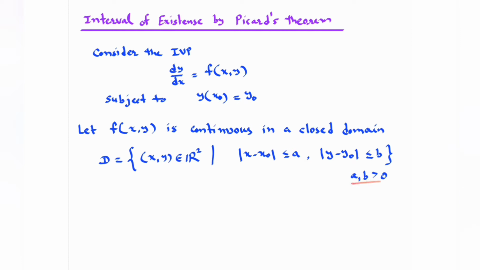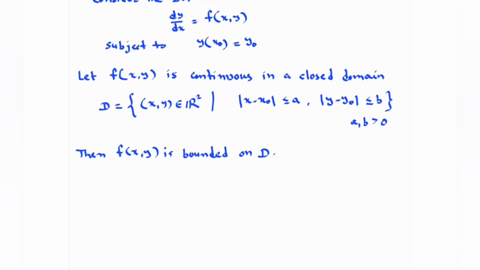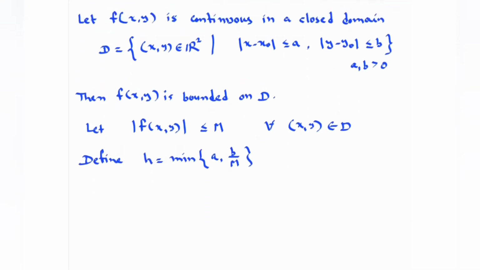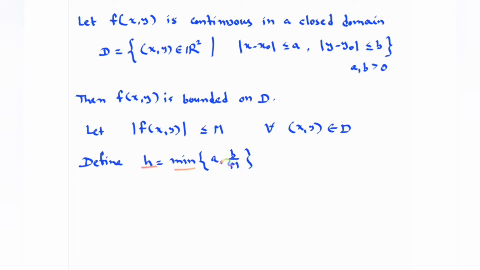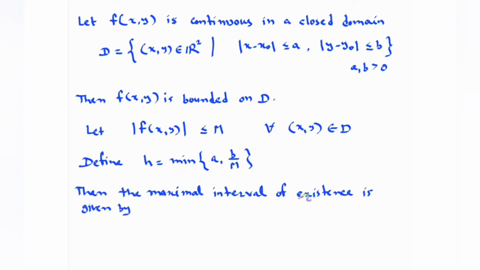It is assumed that a and b both are positive. Since f is continuous in a closed domain, it will be bounded on the domain D. So we assume that |f(x,y)| ≤ M. So M is the bound of the function f(x,y) on the domain D. Now we define h equal to the minimum of a and b/M. Then the maximum interval of existence is given by |x - x0| ≤ h.